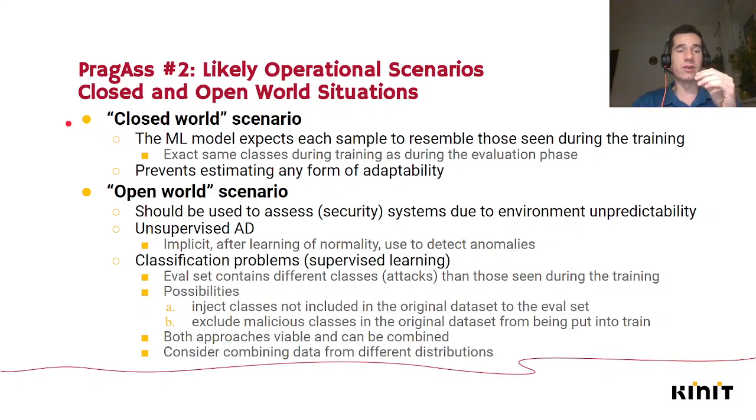So these closed world scenarios are very lab or academic. And what we should think about doing is open world scenarios, to assess systems given the unpredictability of the environment. In unsupervised anomaly detection, AD, this is implicit because we learn only the normal state and then detect any anomalies. So this is really implicit in anomaly detection.